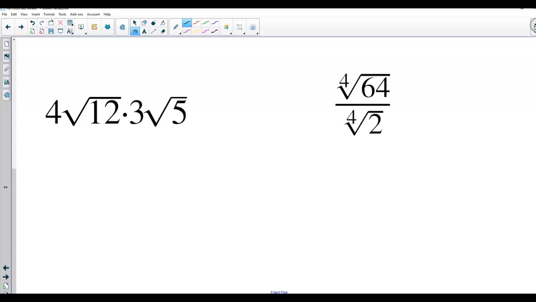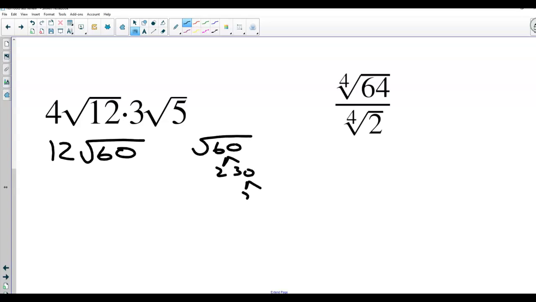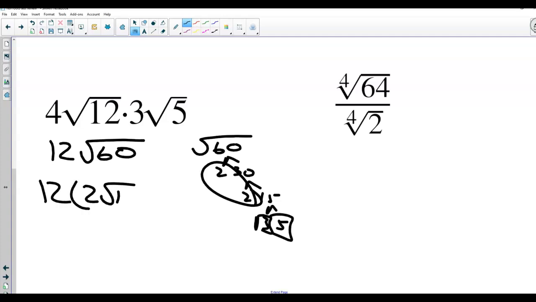Same deal here. 4 times 3 is 12. Root 12 times root 5 is root 60. Root 60, 2 and 30, 2 and 15, 3 and 5. So 12 times 2 root 15. And we get 24 root 15.